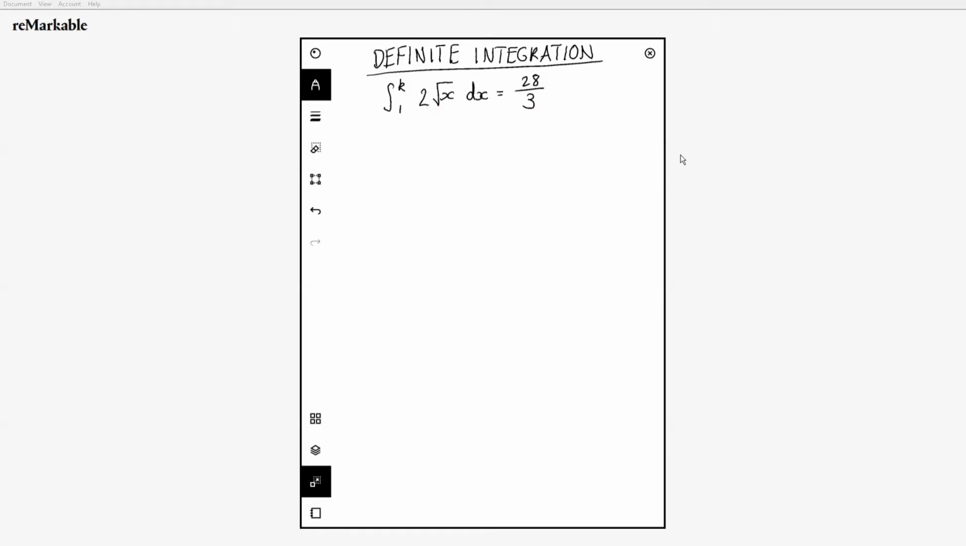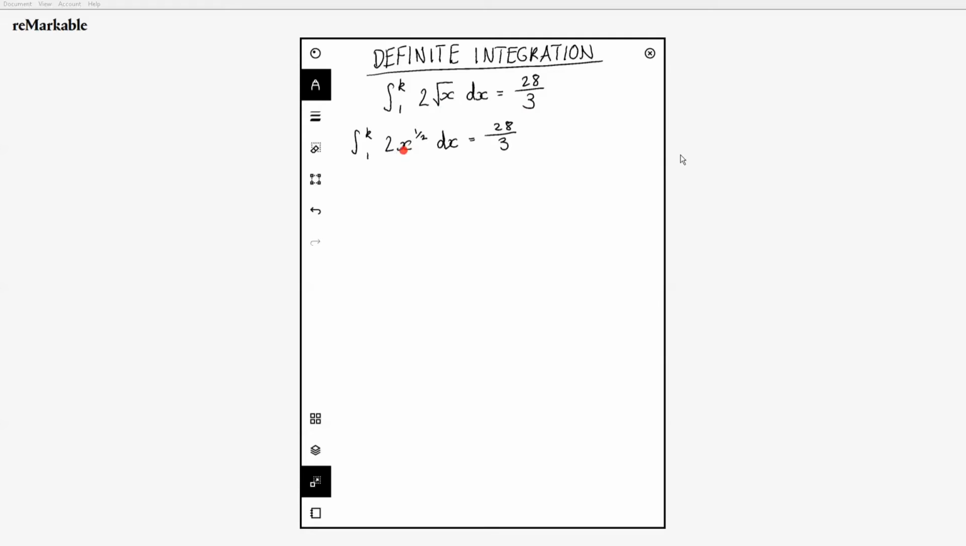So first of all, I want to rewrite that because I don't really like having a square root in here. So we know that square root means x to the power of a half. If you weren't aware of that, look over your indices again. That's important. So we've rewritten it like that. And now I can do my integration.